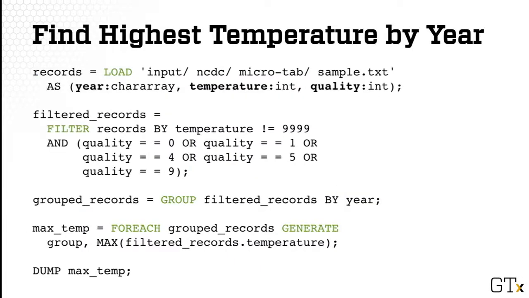Here's the whole Pig data flow that we just looked at. First, we loaded the data records, and we filtered the records. Next, we group them by year. And finally, for each year, we get its maximum temperature.